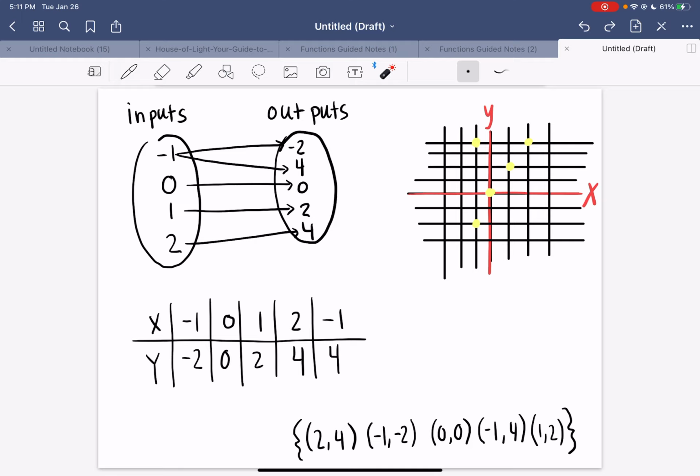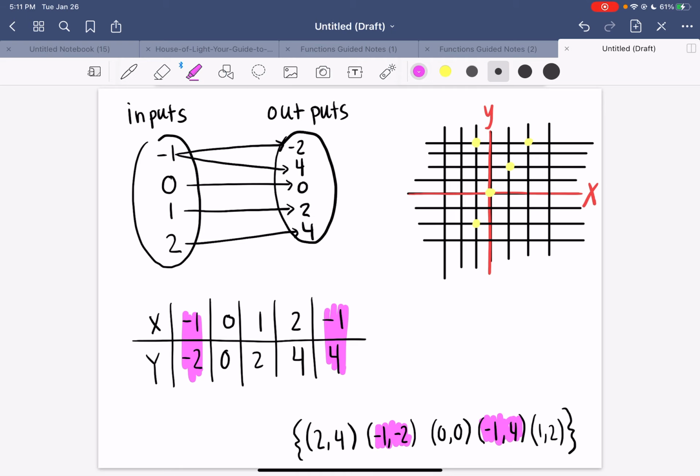I took the same numbers, but I just put it in different forms so you could see what you might see later on. So here in this example, we have a table, and if you see, the numbers are the same. But the reason that we have not a function is because we have a -1 producing a -2 and a -1 producing a 4. Same here, a -1 to a -2 and a -1 to a 4. So our input of -1 had more than one output.